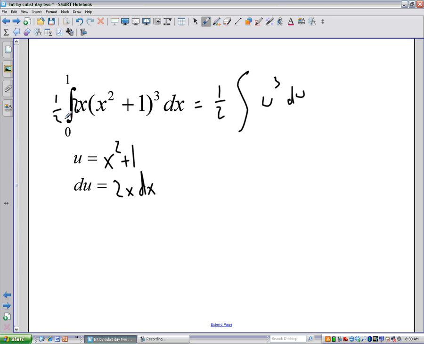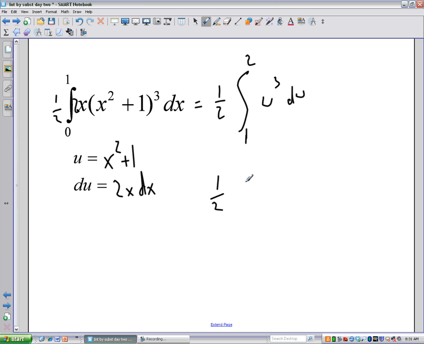So my limits, instead of being 0 and 1, which are based on x, are now going to be, plug 0 in, 0 squared, 0 plus 1 is 1. So my lower limit is going to become 1. My upper limit, plug 1 in, 1 squared, 1 plus 1 is 2. So now, instead of integrating from 0 to 1, I'm going to integrate from 1 to 2 because I'm in terms of u. And this means I won't have to do the back substitution step anymore.